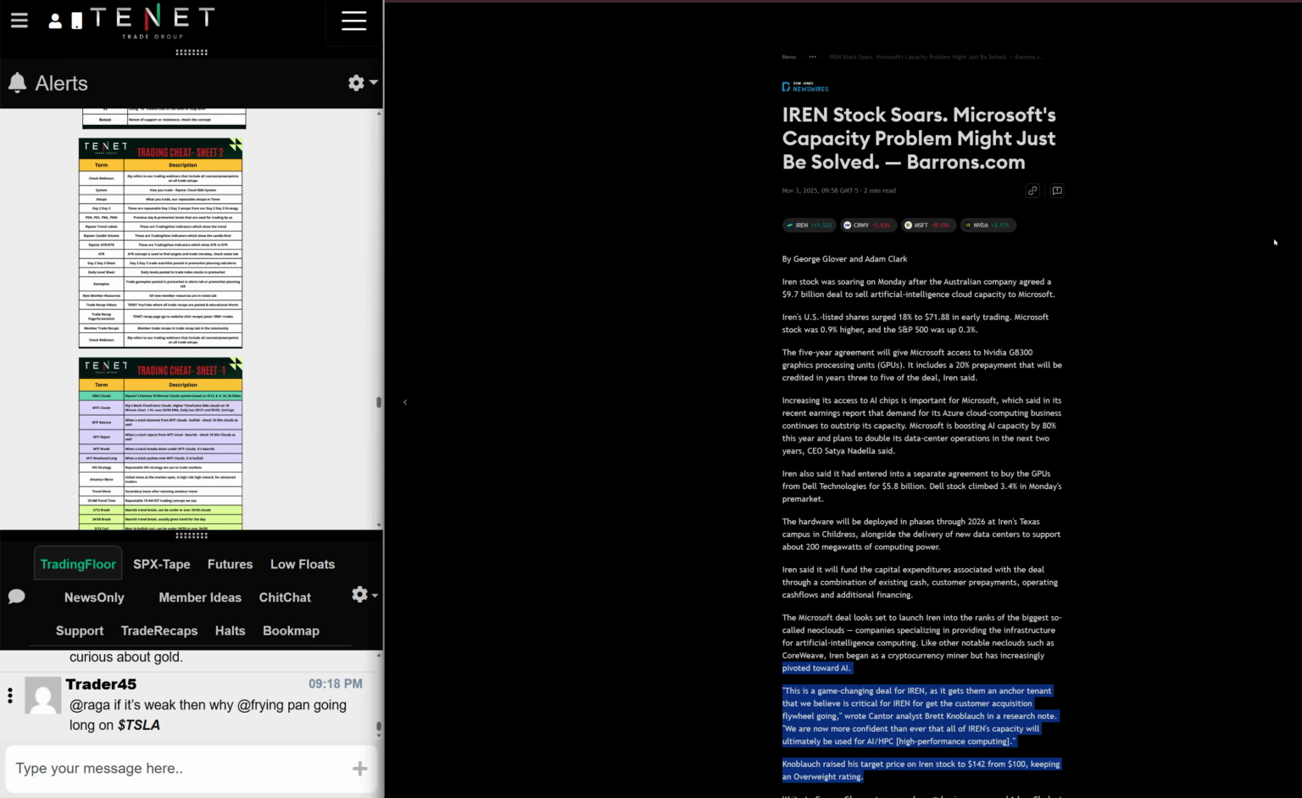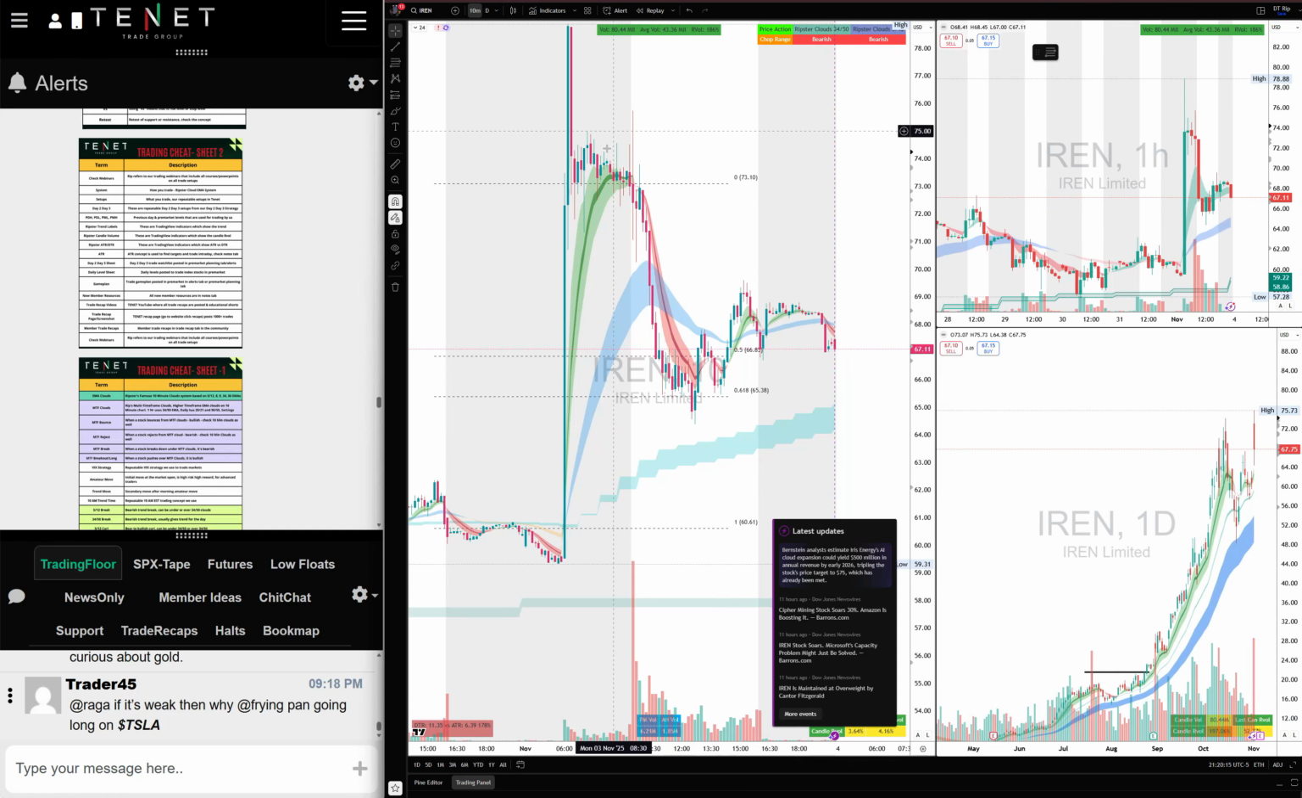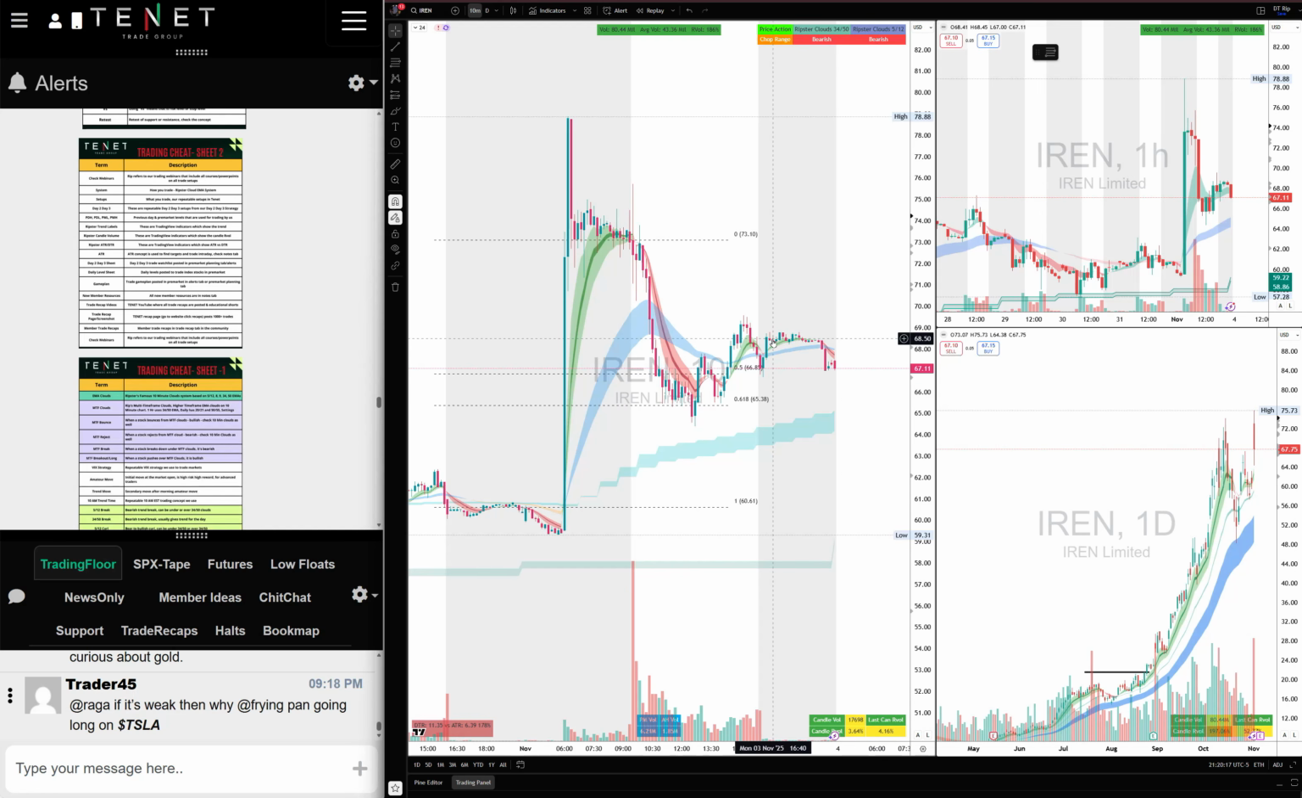It had a deal with Microsoft today, which was a $9.7 billion deal. That's why it was gapping up. The chart was already bullish, and then it gapped up huge towards the all-time highs, and then it pulled back. Now the news was good, right? Traders always think the news is so good, so maybe it goes higher, but that's not how it works.